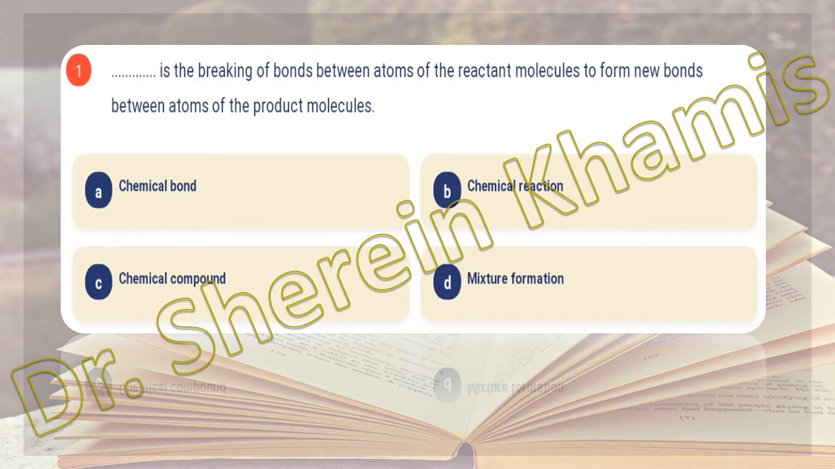What is the meaning of chemical reaction? We took it before in third prep. It is the breaking down of bonds between the molecules of the reactants to form new bonds between the atoms of the products. So the right answer will be letter B. Here it is a chemical reaction, not a chemical bond, not a chemical compound, not a mixture formation. So it's a definition. We must remember all the old knowledge that we have studied before.